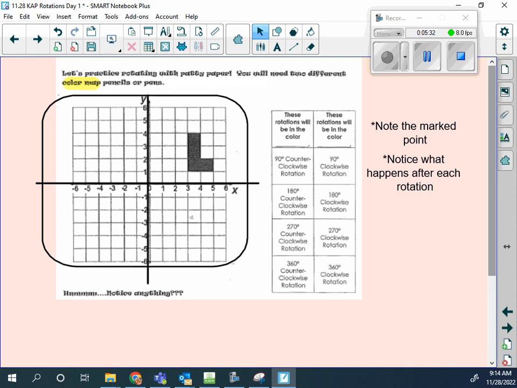By the way, Friday, we have a TLA that counts as a minor grade. So I'm just putting that up there. It's there. Okay? So, I asked you guys to get 2 colors.